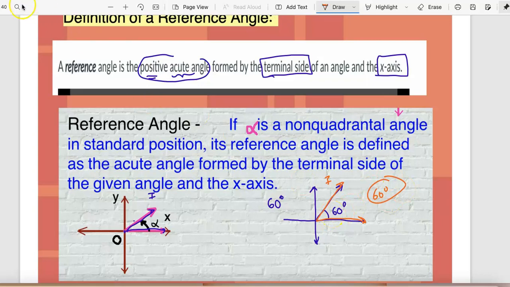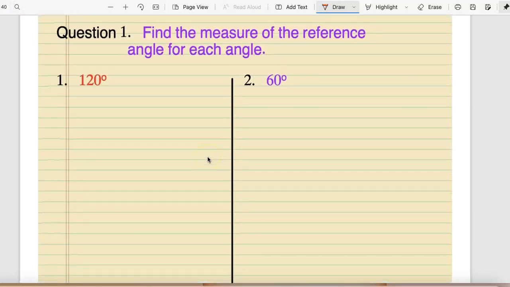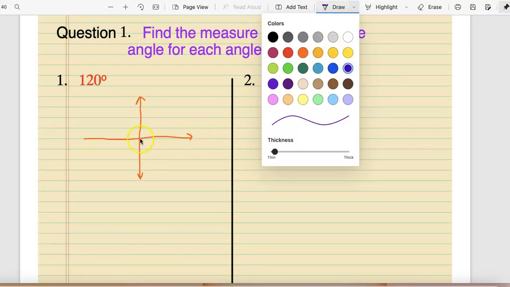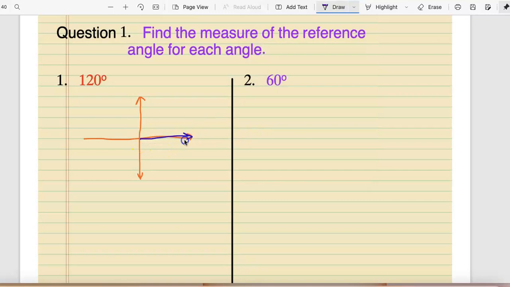Let's practice some more questions. Alright, the next one says 120 degrees. Let's draw our 120 degrees first of all. Okay, this is my 120 degrees over here. This starts over here, this is my initial side, and 120 will be somewhere over here. Let's see, this is a 120 degree angle.